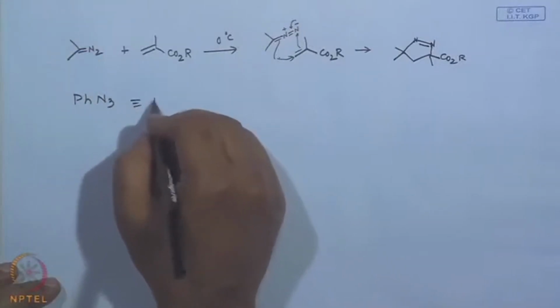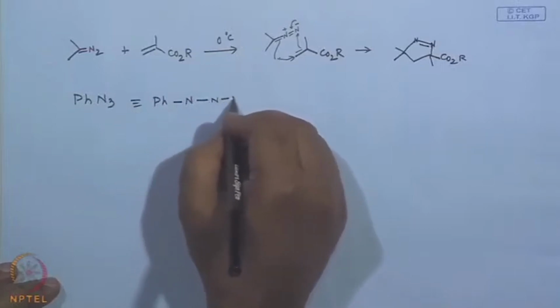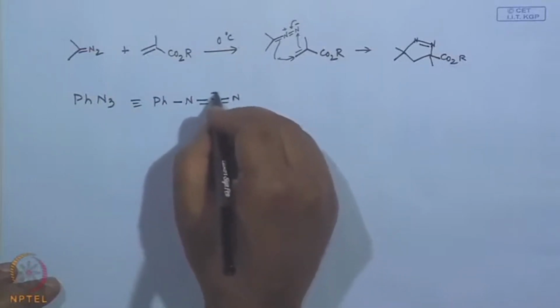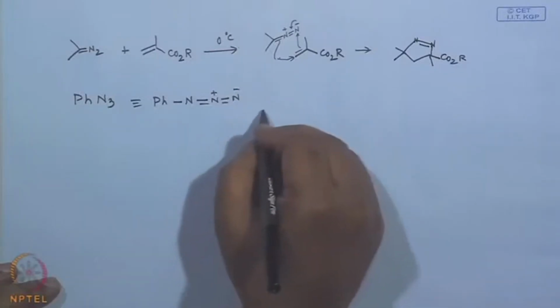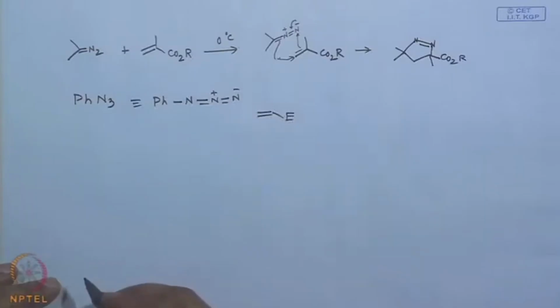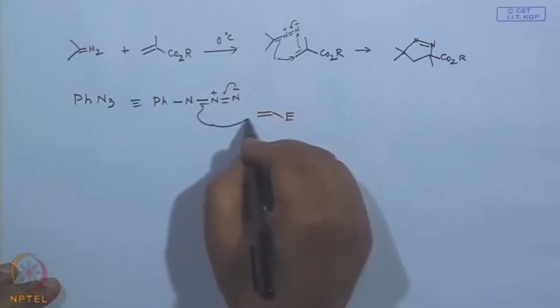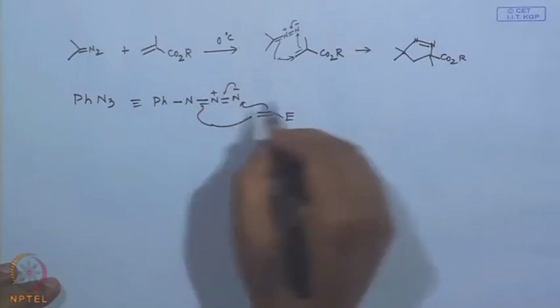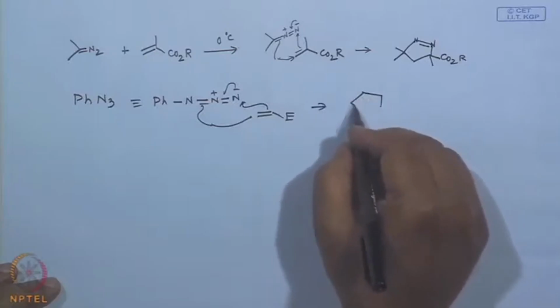which is equivalent to phenyl. This is nitrogen again, nitrogen, and so one can write this. This is the best way to write. It's an azide here, and if it is reacted with an alkene, so an electron deficient alkene. So, the electron flow again goes through, and it takes place, and so what you will find is again a 5-membered ring. So, it is a nice reaction.